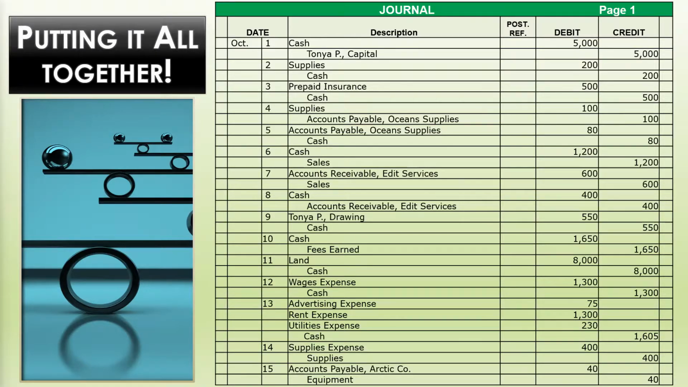We have the actual date that the transactions occurred, the descriptions of the transactions with the debits listed before the credits. And then in the end, we have debits equals credits in the amount of $21,625.